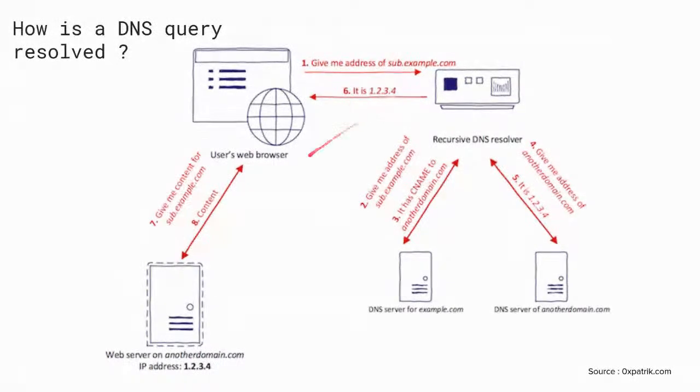Now I want to access the content. I'll just directly put sub.example.com, and there will be no resolution needed because the IP is cached in my local memory. Okay, so we can access the content. So this was all about how a DNS query is resolved.